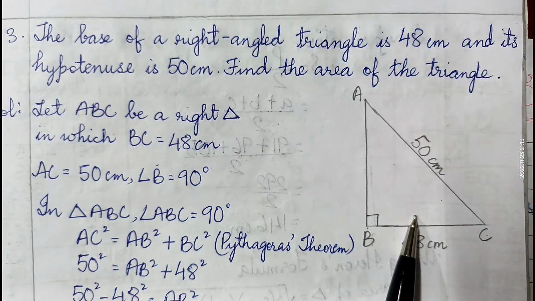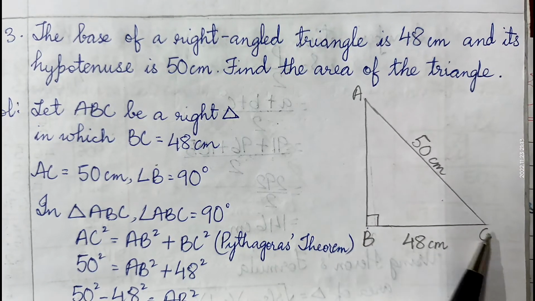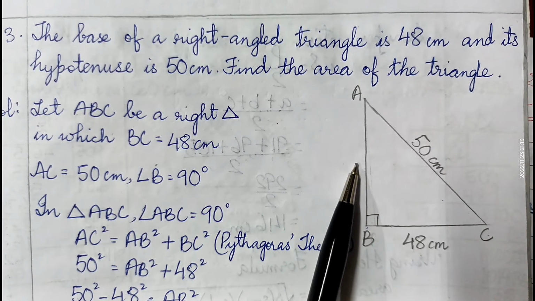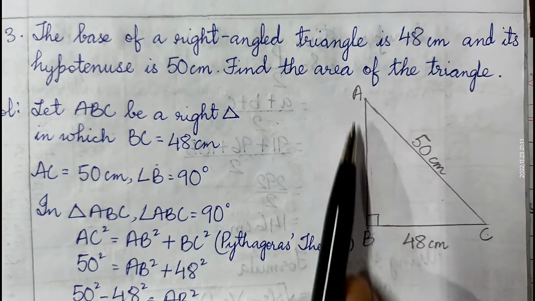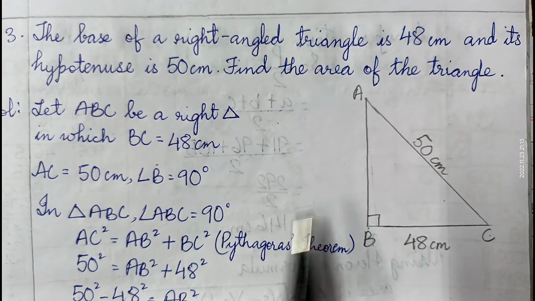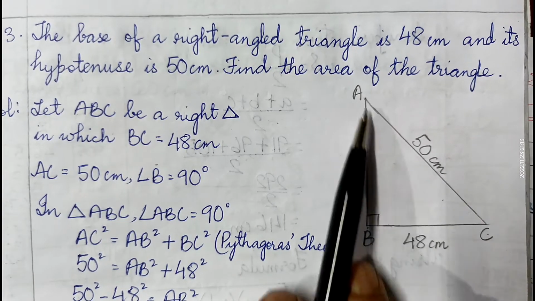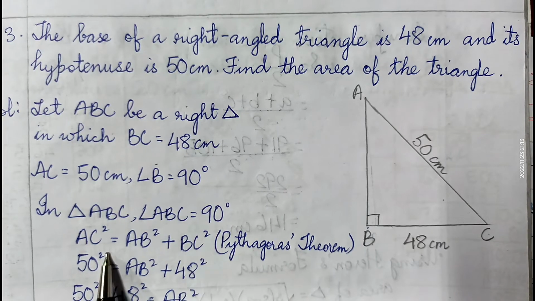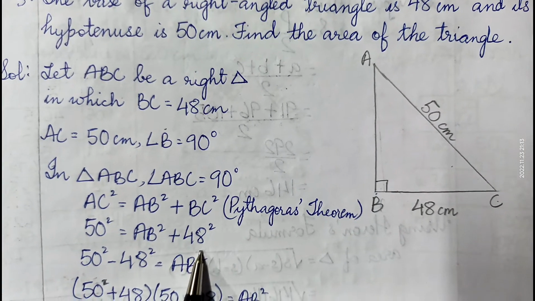So if we apply Pythagoras theorem here, it will be AC square will be AB square plus BC square, because without knowing AB we cannot find the area of the triangle, and we know area of the triangle is half into base into height, so height must be calculated. That is why we are using Pythagoras theorem. So if I apply Pythagoras theorem in this triangle, it will be AC square is AB square plus BC square. Now AC we know it is 50, AB square is not given, and BC is 48.